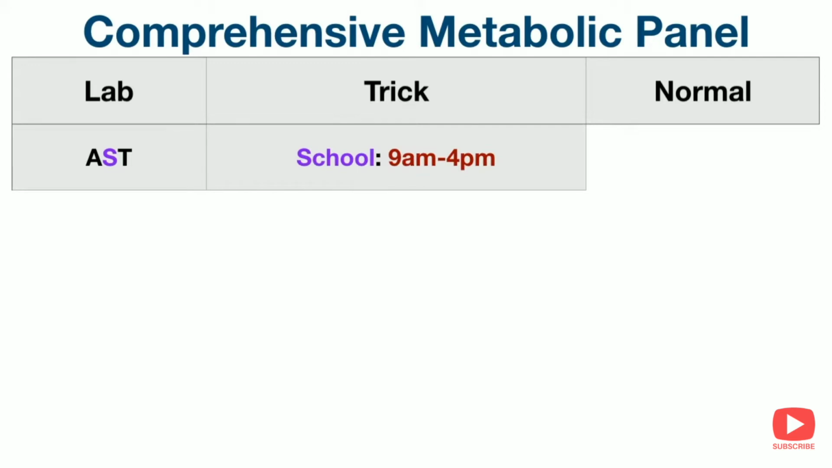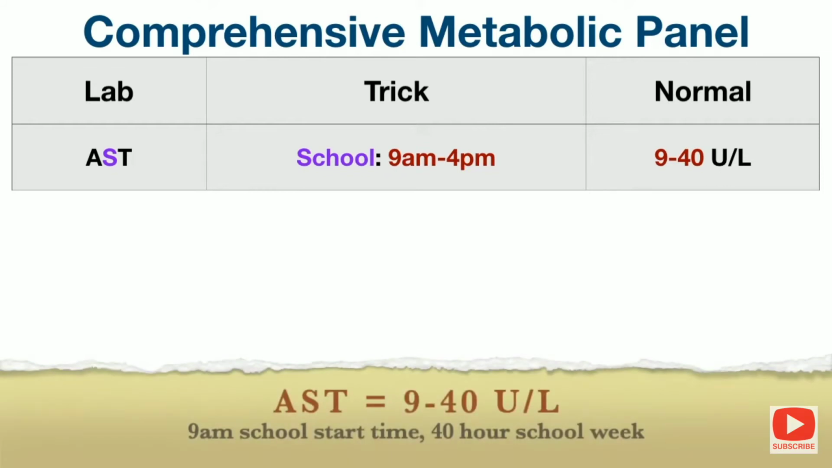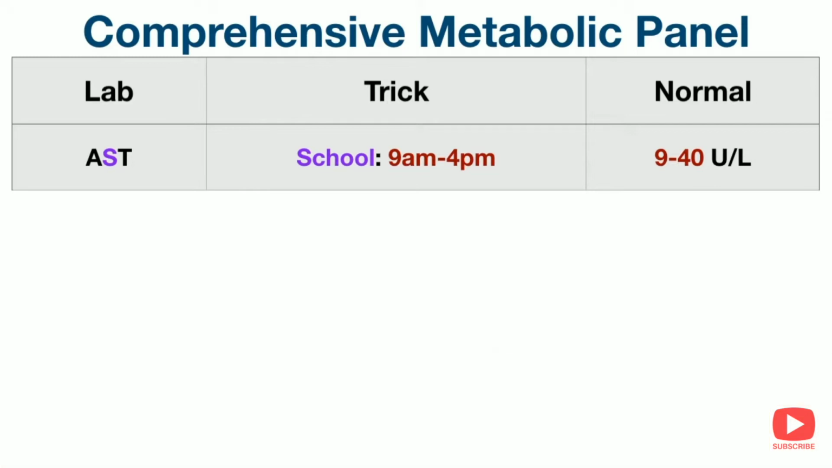An average school day is from 9 a.m. to 4 p.m., and this will help you remember the normal range for AST is about 9 to 40. Another way to think of AST is to use the 9 a.m. start time for school, and then an average school week is about 40 hours when you factor in homework. This can also be used to remember the normal range of about 9 to 40.